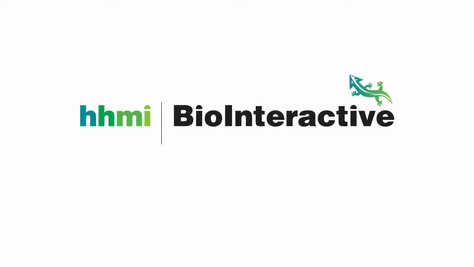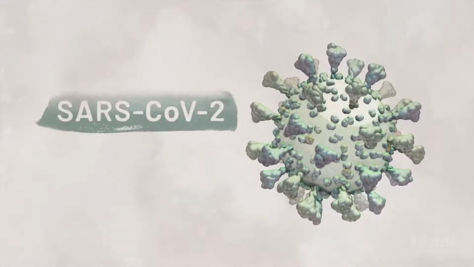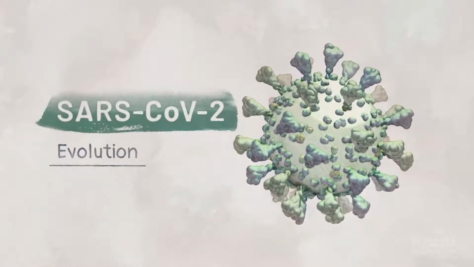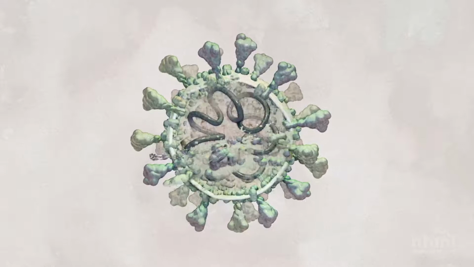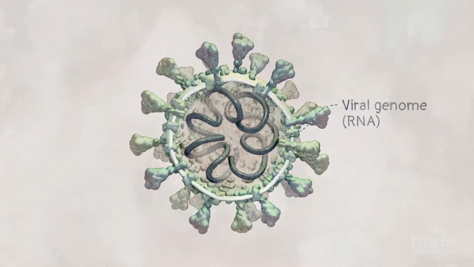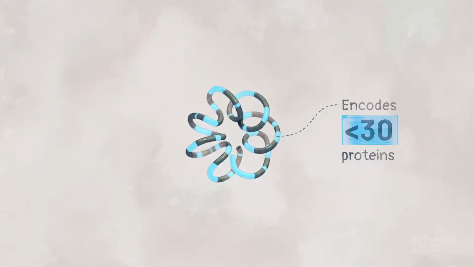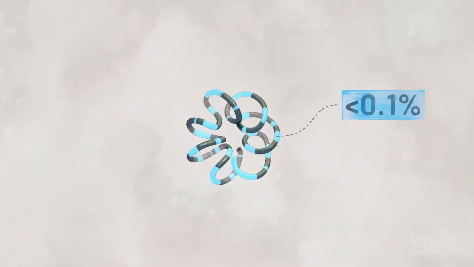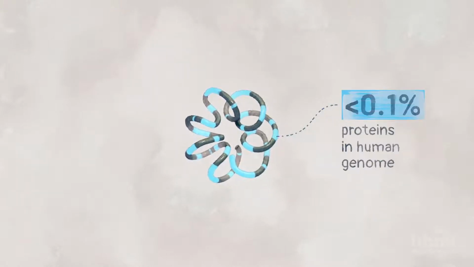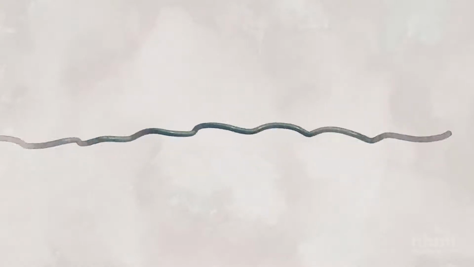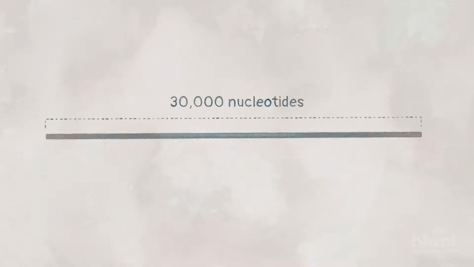The SARS-CoV-2 genome is a single strand of RNA with genes that encode fewer than 30 proteins. This is less than 0.1% of the proteins encoded by the human genome. The virus's genome is made of about 30,000 building blocks called nucleotides, which are represented by the letters A, U, C, and G. The unique sequence of nucleotides in a genome determines the proteins it encodes.